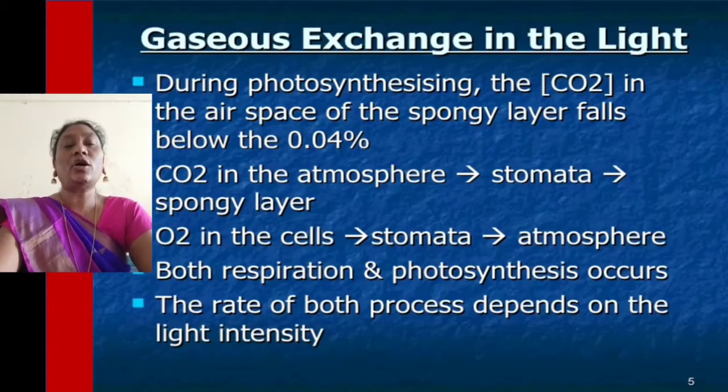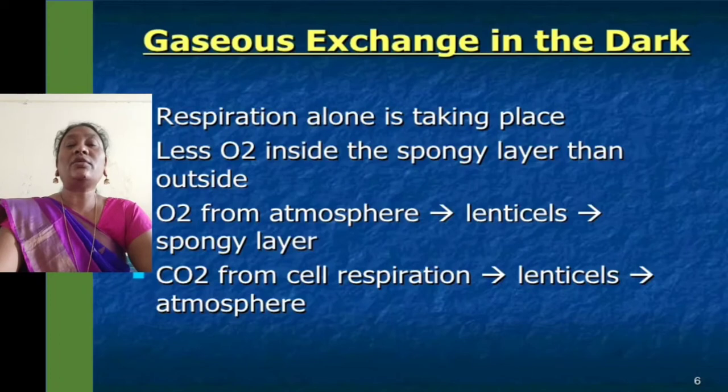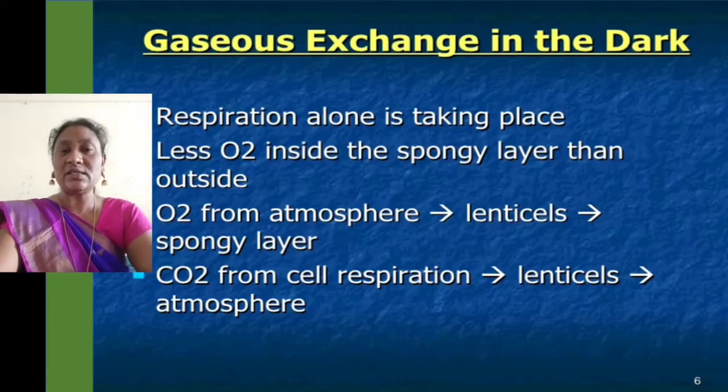The rate of both processes depends on the intensity or availability of light. Photosynthesis mostly depends on the availability of light, so based on the rate of photosynthesis, the rate of gaseous exchange also depends. Respiration alone takes place with less oxygen inside the spongy layer than outside. So oxygen from the atmosphere enters through the lenticels, and from the lenticels it reaches the spongy layer.